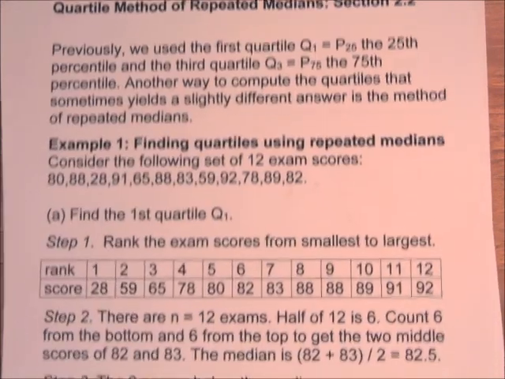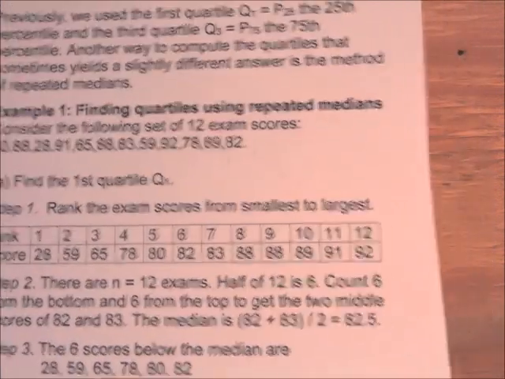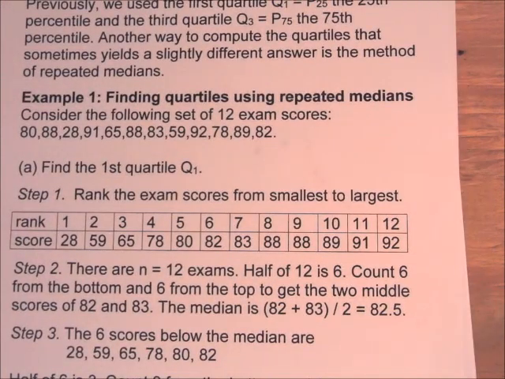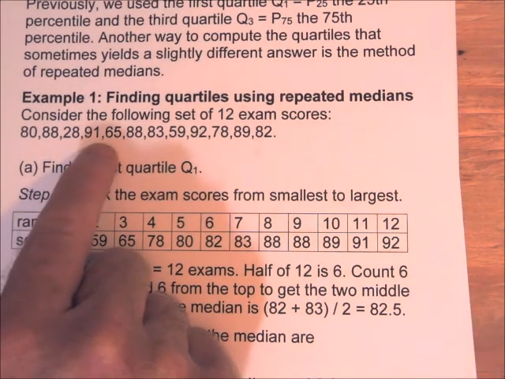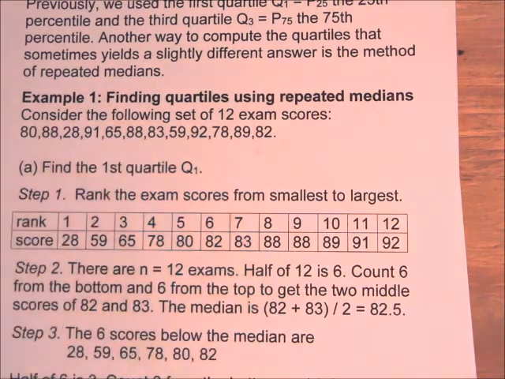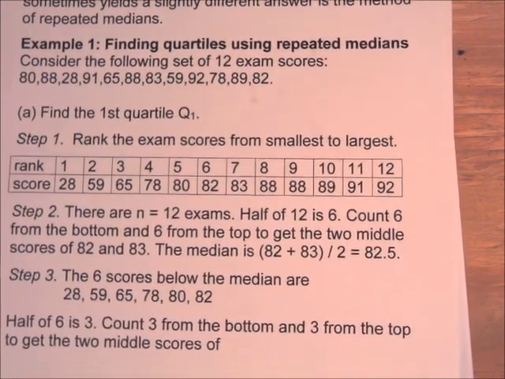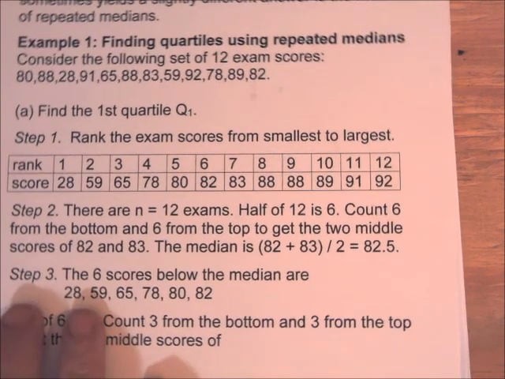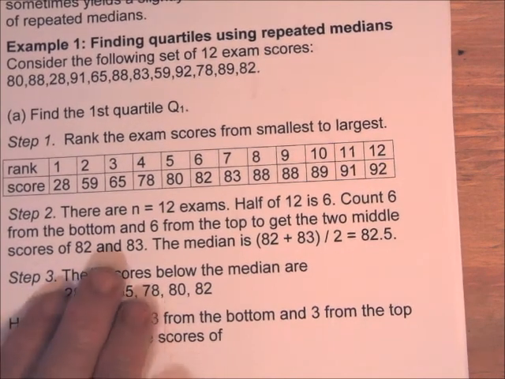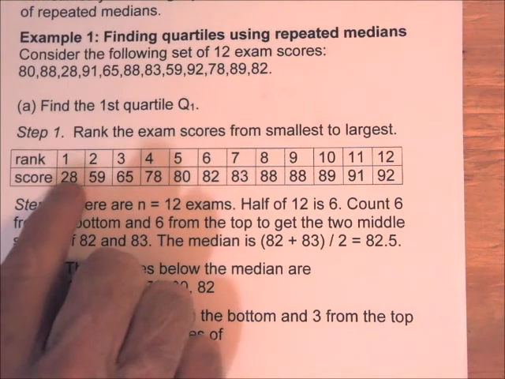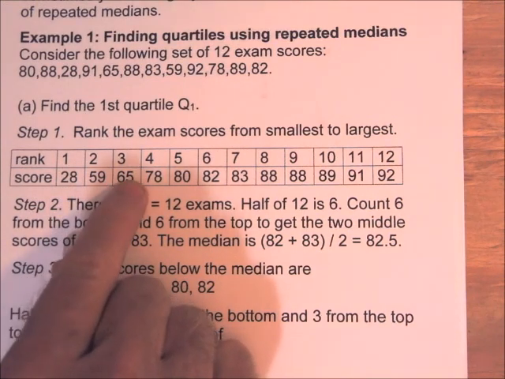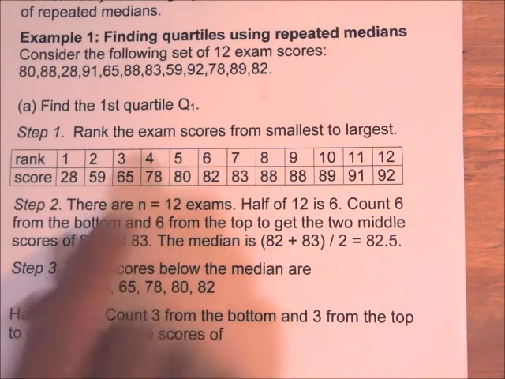So in this example, we'll go back to the example that we worked with before. We have a set of 12 exam scores, 80, 88, 28, 91, 65, and so forth. And we want to find the first quartile. And again, the same as before, the first step is to rank the scores from smallest to largest. So the smallest is 28, second smallest is 59, third smallest is 65, and so forth.